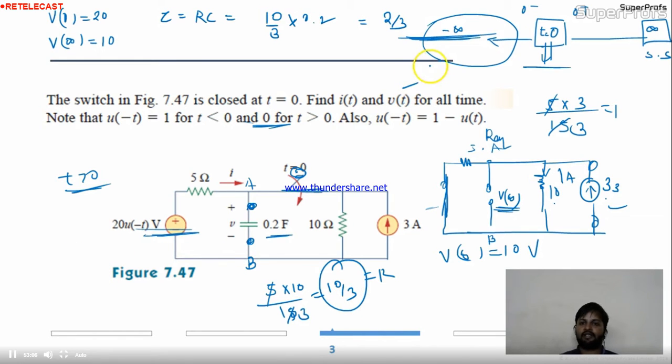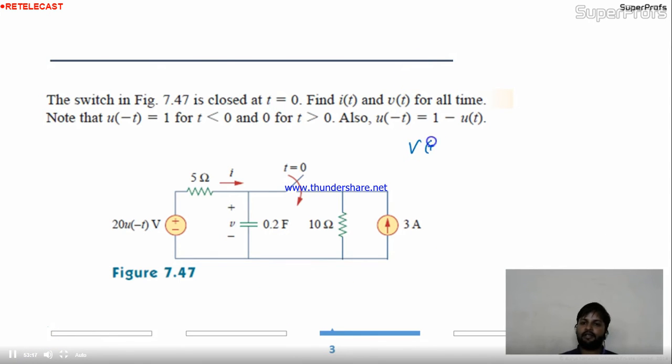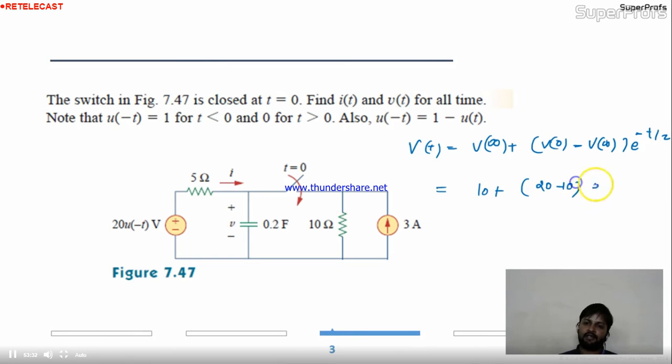2 by 3 is the tau. Now, can you calculate Vt? Yes? Wait. Now, Vt is again V infinity plus V0 minus V infinity e to the power minus t by tau. V infinity you calculated 10. This was 10 plus 20 minus 10 e to the power minus 2 by 3 t. Okay. What was your tau?